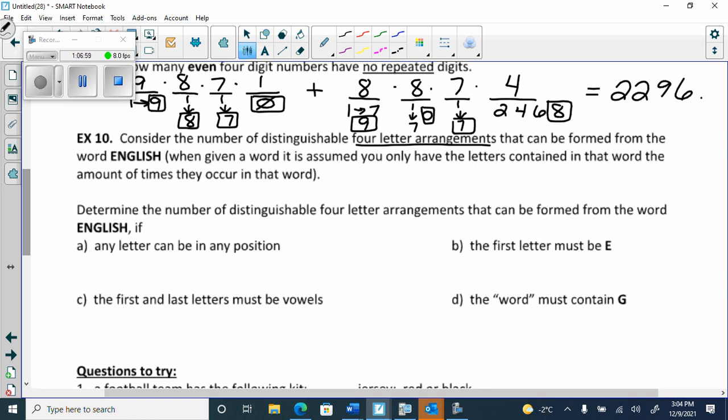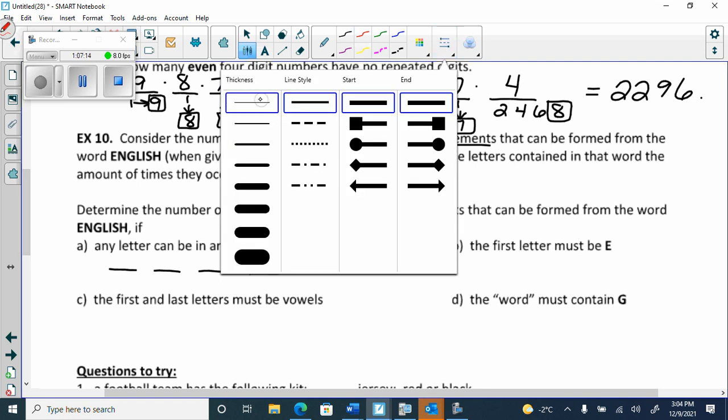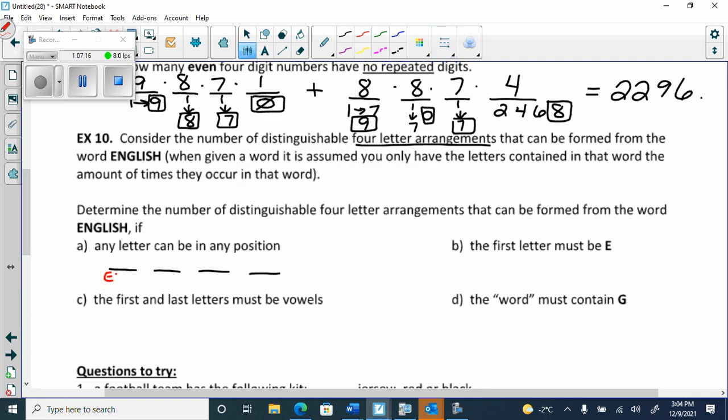Okay? So here it says, any letter can be in any position. Still 4 letters only though, right? We're making 4-letter words. Any letter can be in any position. There's no restrictions on this. I can start anywhere. So this is a little excessive, but I'm going to do it anyways. I have E, N, G, L, I, S, H here. How many letters? 7. What am I going to do every single time I have a word though? Box 1, right? Because I'm pretending I'm tossing that Scrabble tile out.